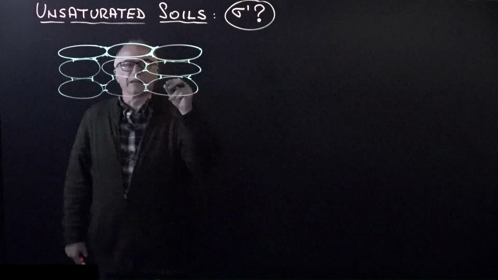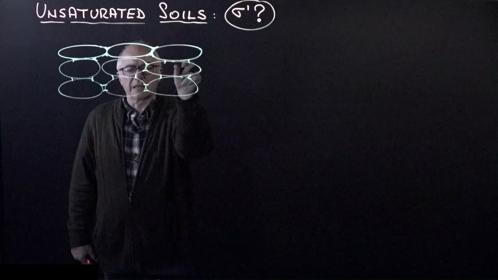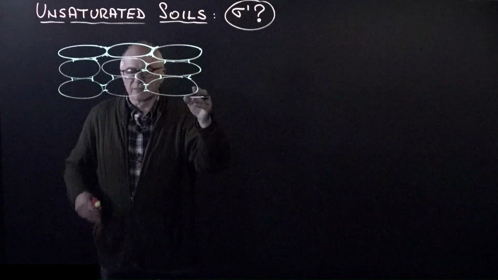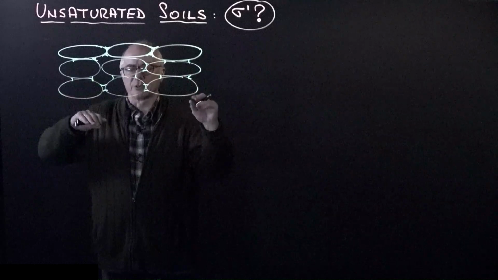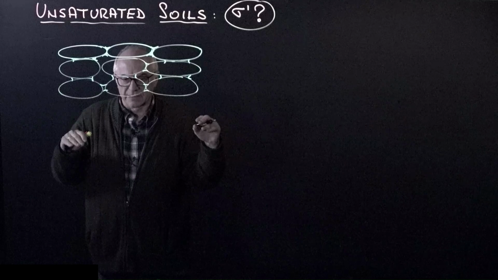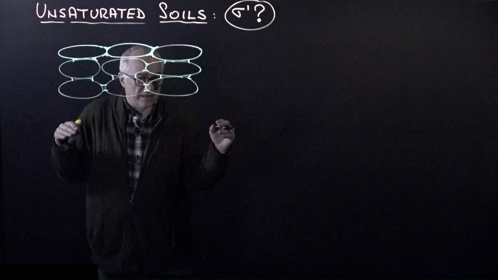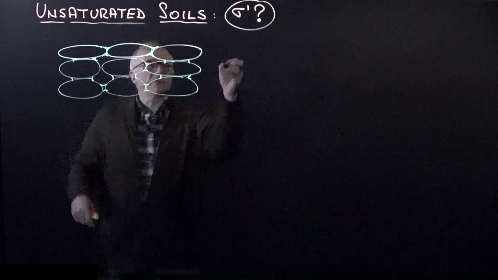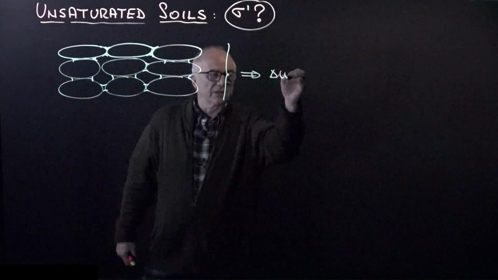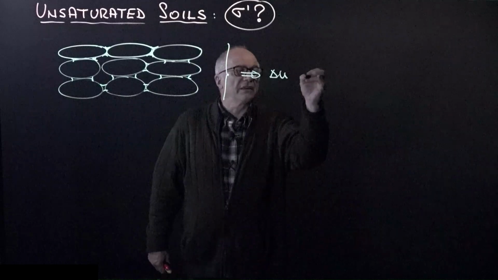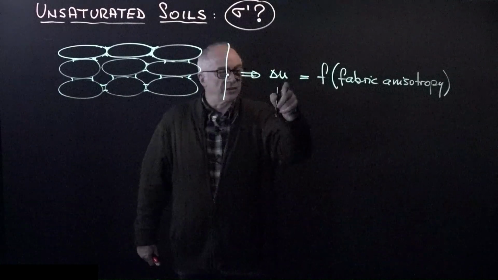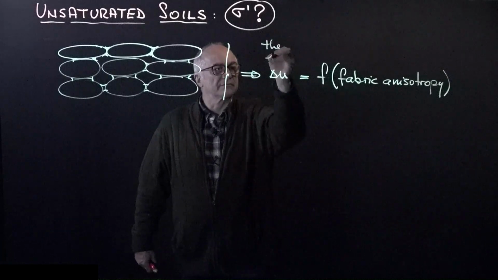As you can see, the size of menisci, the number of menisci per unit length varies when you have this geometry, which we have exaggerated using lentils or rice grains. But this is actually the case of clays. And so we can conclude that the effect of suction is also going to be affected by fabric anisotropy. By the way, not delta U, the effect of.